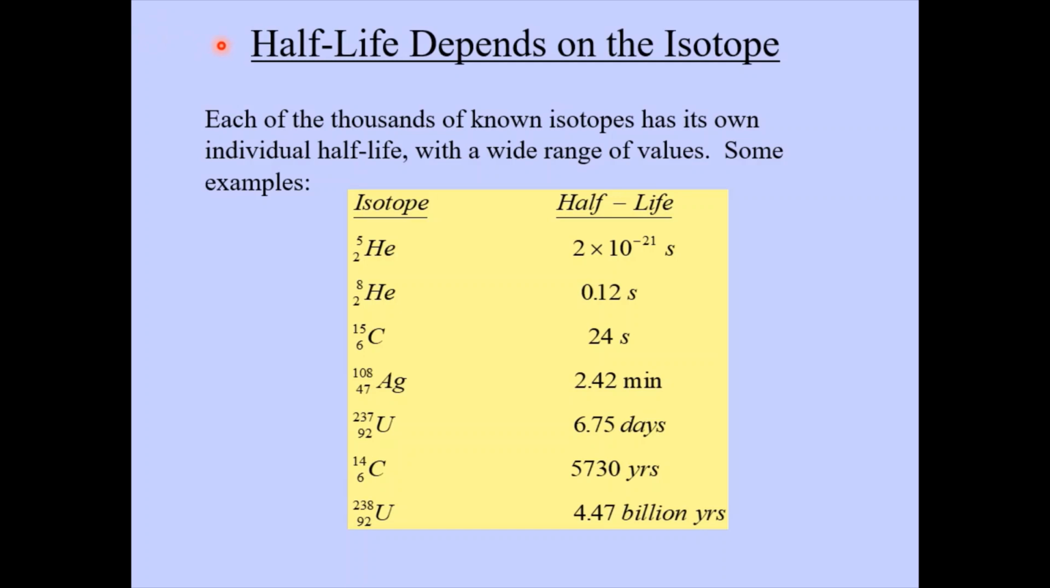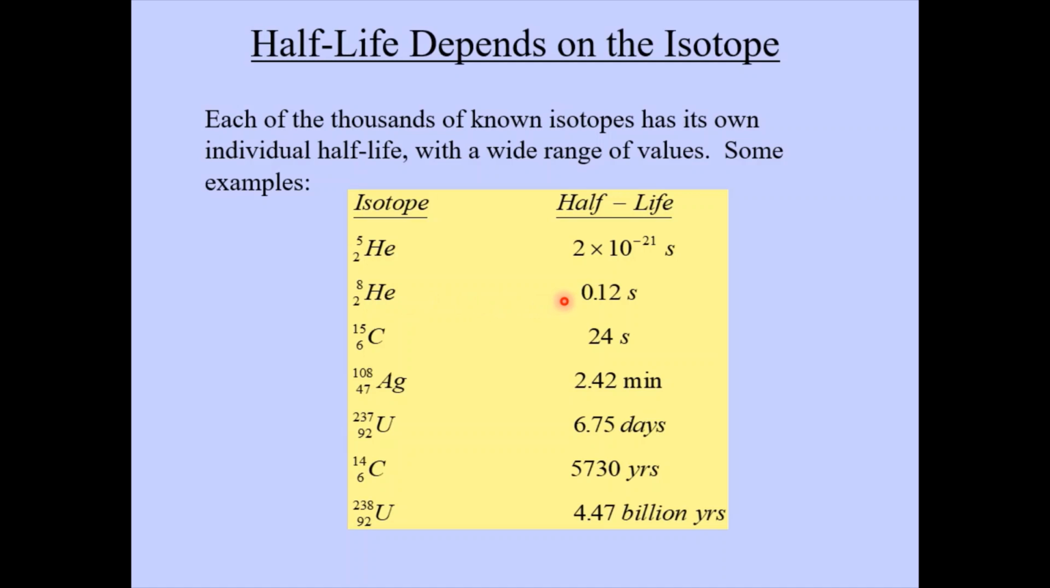There are thousands of known isotopes that are radioactive. And interestingly, the half-life varies widely. There's a huge range of half-lives. So look at some of these values here. There's an isotope of helium, helium-5, that has a half-life of 10 to the minus 21 seconds. This is on the order of a trillionth of a second. In fact, this half-life is so short that you'll never find any helium-5 lying around anywhere, because it's going to decay so quickly.